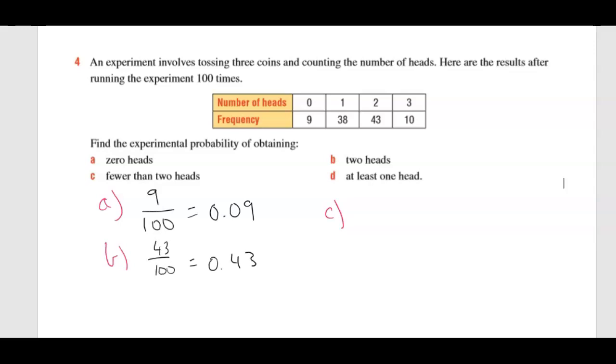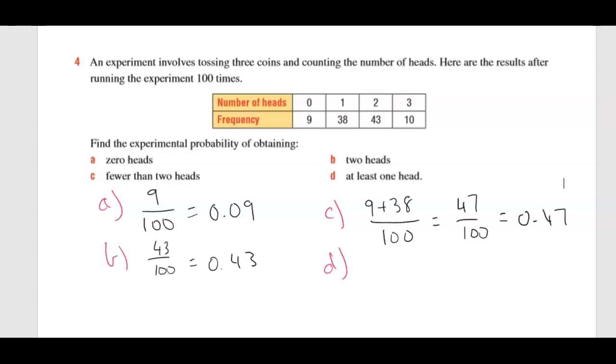Fewer than 2 heads. If we're fewer than 2 heads, we don't want 2 heads, we want less than 2 heads. So we just need to add the 9 and the 38. The 9 for 0 and 38 for 1. So that gives you 47 over 100, which as a decimal is 0.47.